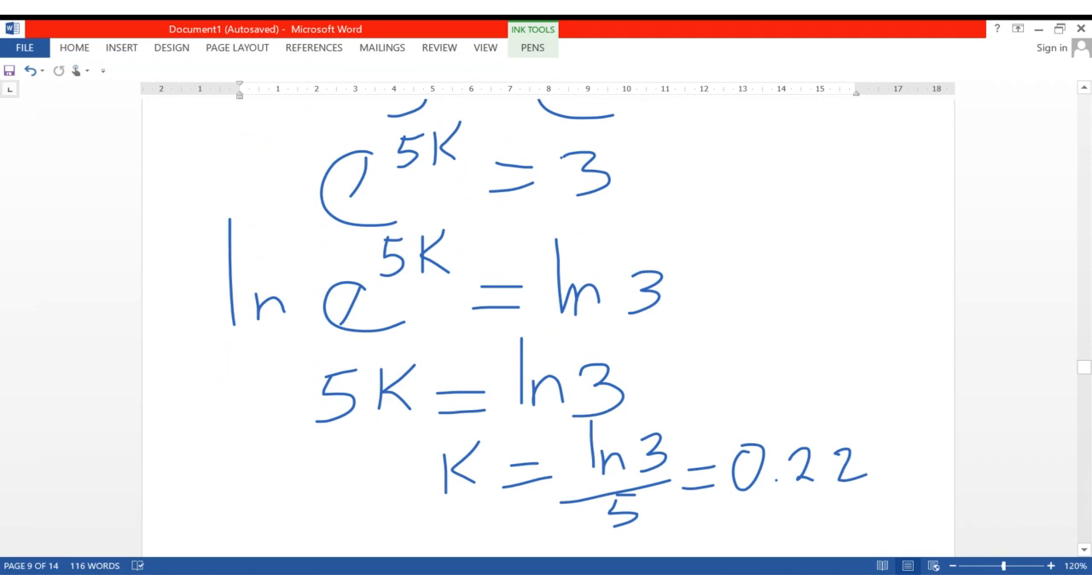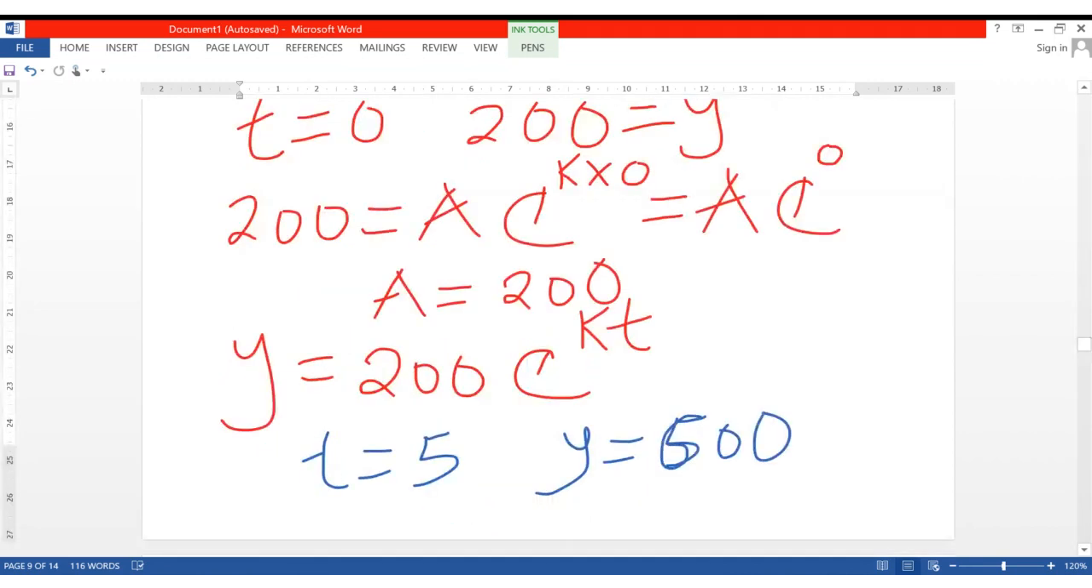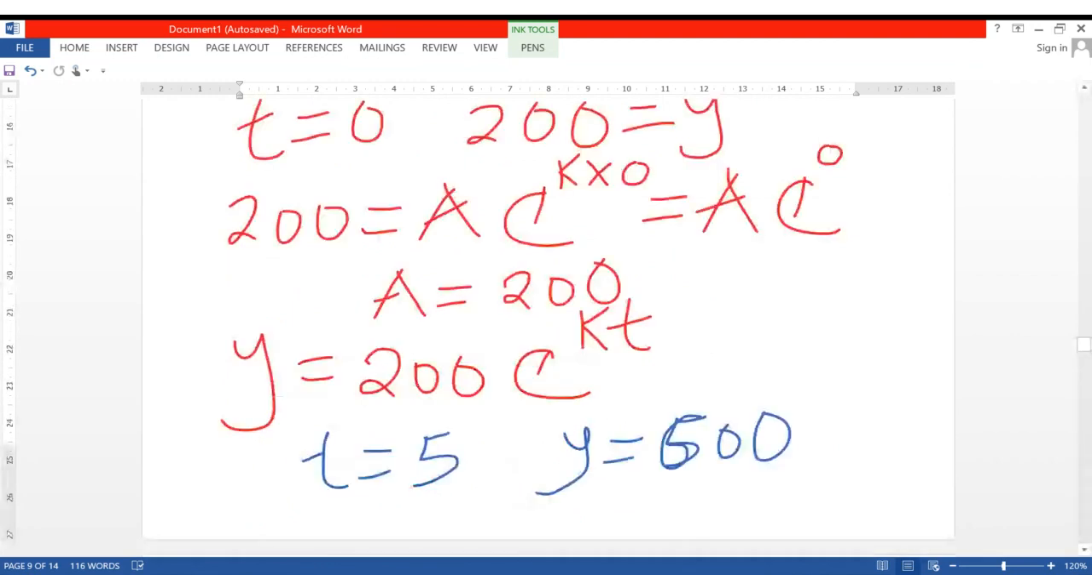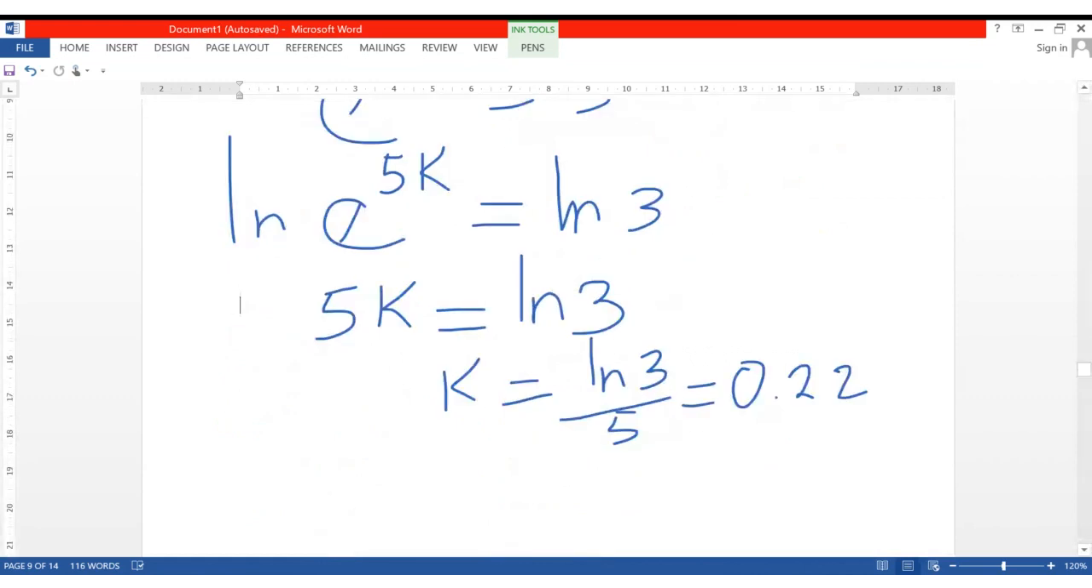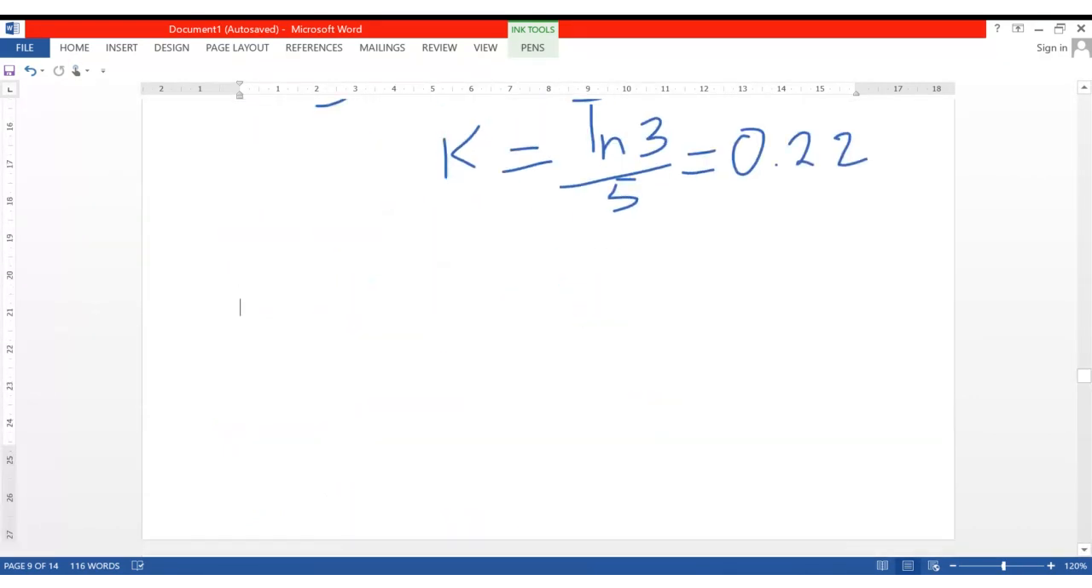So I've gotten the value of K, I've gotten the value of A. I'm in a good place now. So find the growth constant K if the growth follows the law of exponential. We have gotten that. The final question they're asking is to find the number of bacteria after 8 hours. So I'll go back now to the whole equation, replace everything, and then find the bacteria after 8 hours.